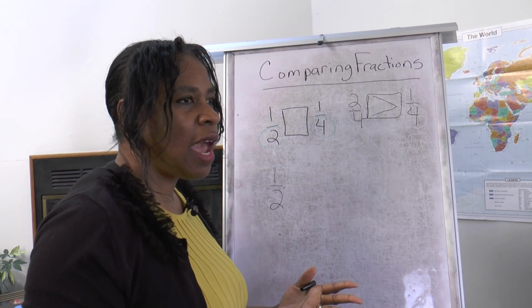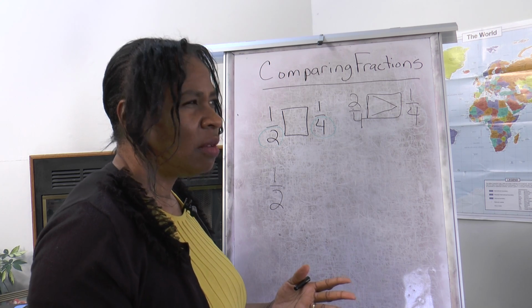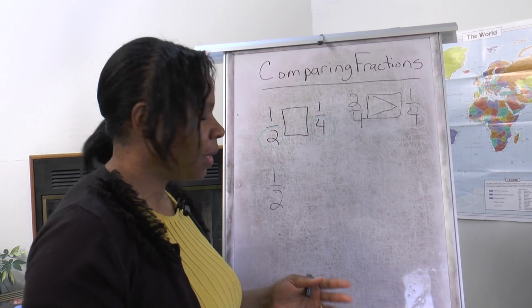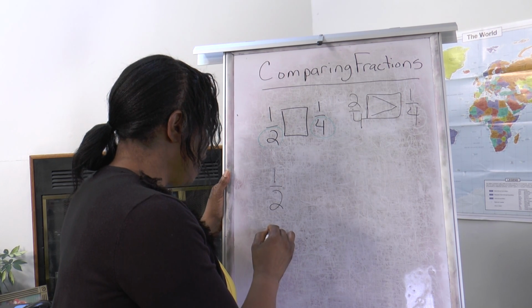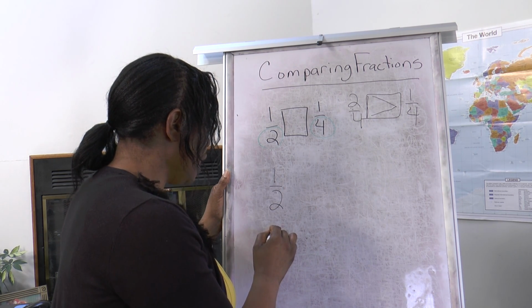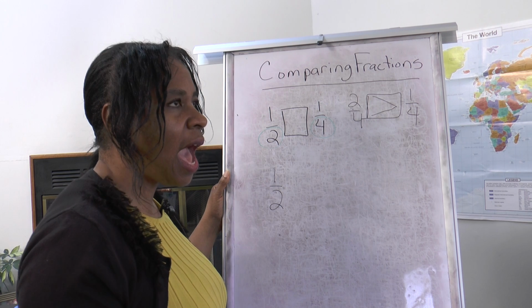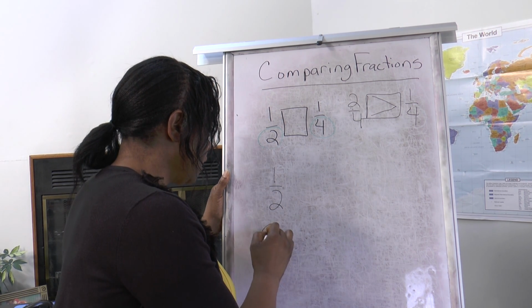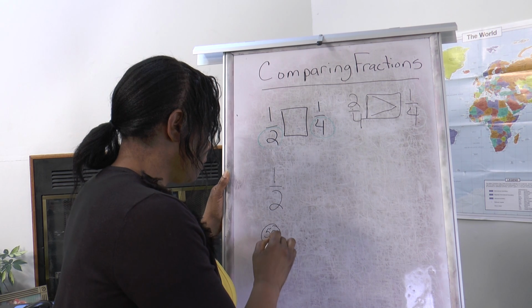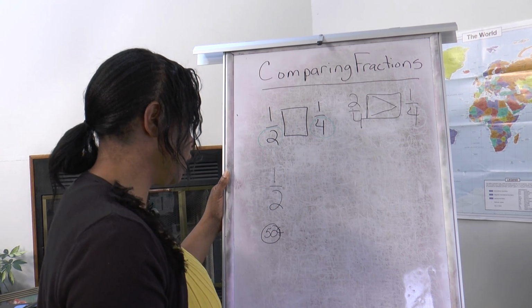But if you have 1/2, what does that mean in decimal form? I like to think about it in money. All right. So if I have $1 and I only have half a dollar, right? That means I only have 50 cents.